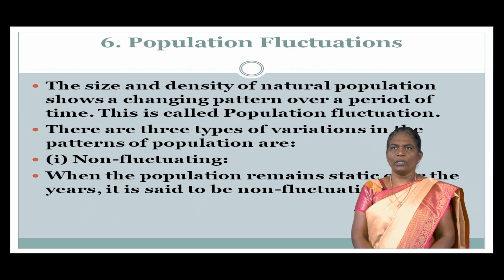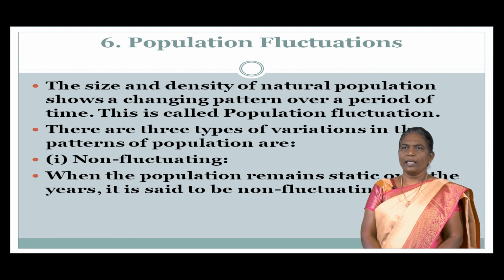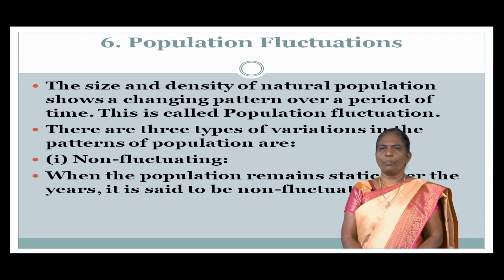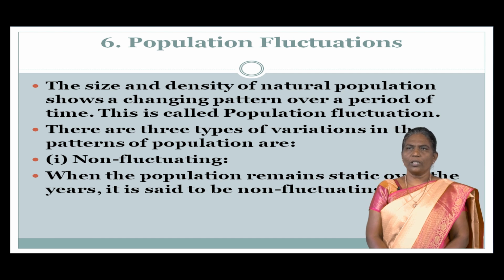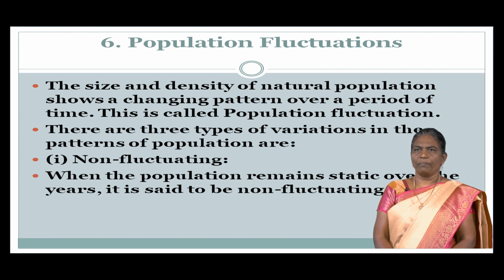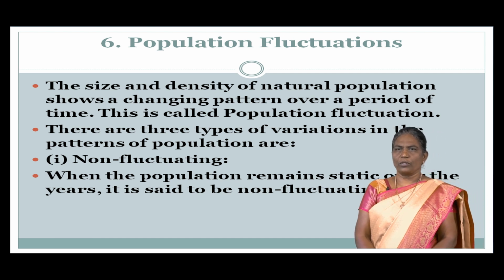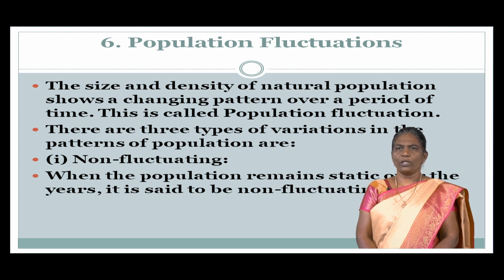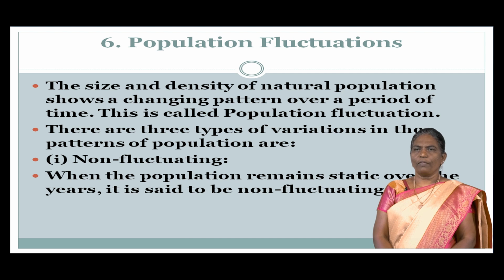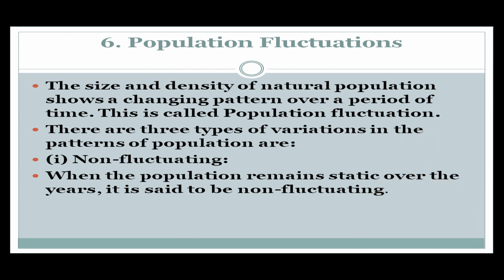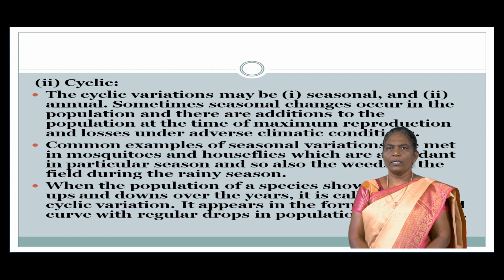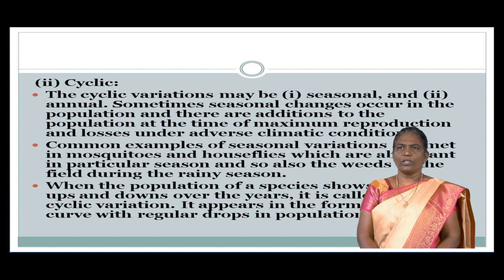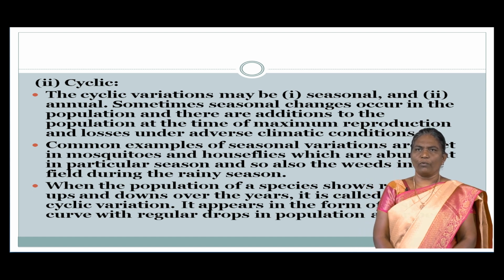The next is about population fluctuations. The size and density of a natural population shows a changing pattern over a period of time. This is called population fluctuation. There are 3 types of variations in the patterns of population. Number 1, non-fluctuating. When the population remains static over the years, it is said to be non-fluctuating. The second one is cyclic. The cyclic variations may be seasonal and annual.